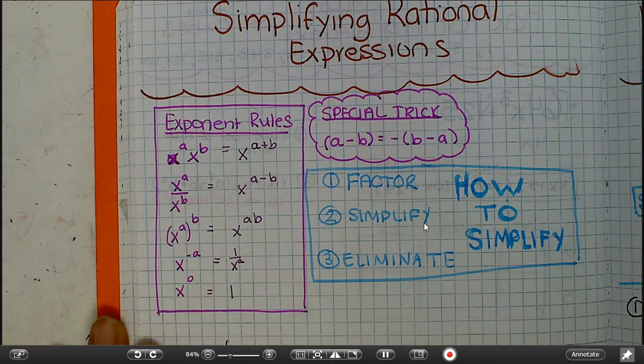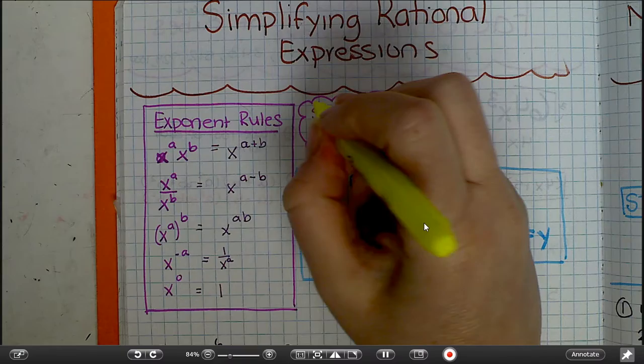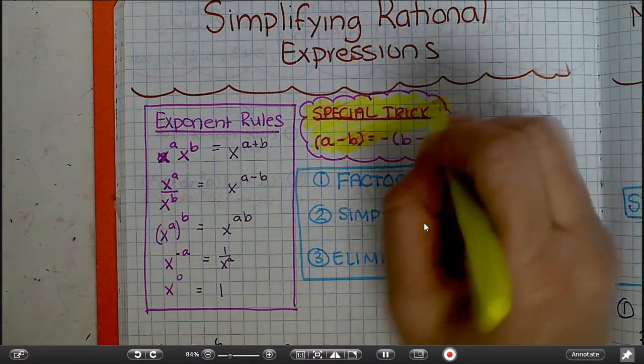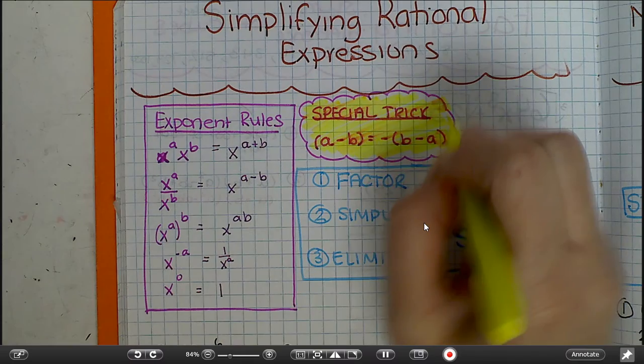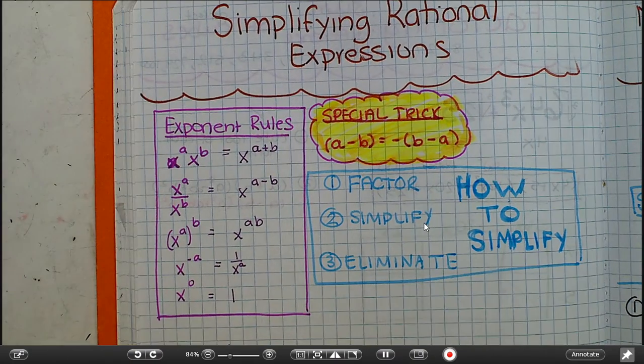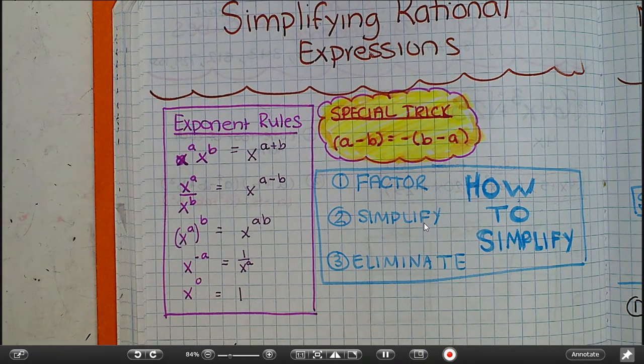This thing that says special trick, this is something that you will find comes in handy when you're simplifying, adding, subtracting, multiplying, and dividing rational expressions. So I would make sure that you have this written down somewhere super obvious. It's used a lot in calculus also.